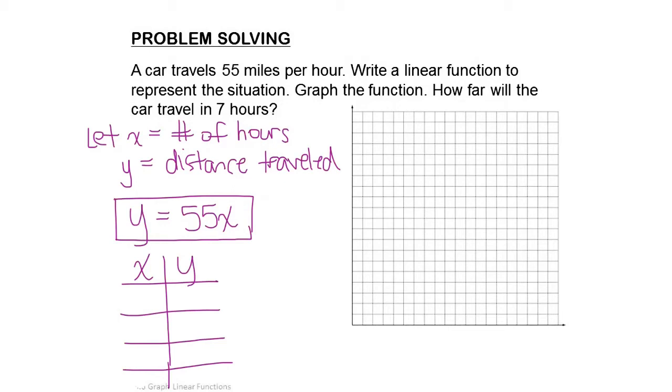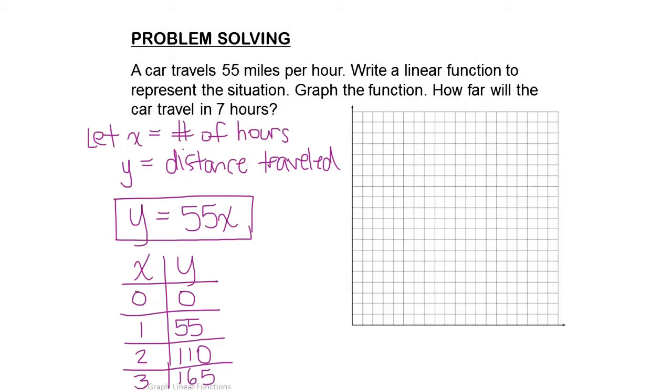So I could start with 0, 1, 2, 3. Those would be good values to use for x. Now let's plug it in. If you travel 0 hours, obviously you would travel 0 distance. For the first hour, you would travel 55 miles. For the second hour, you would travel 110 miles. And then for the third hour, you would travel 165 miles.